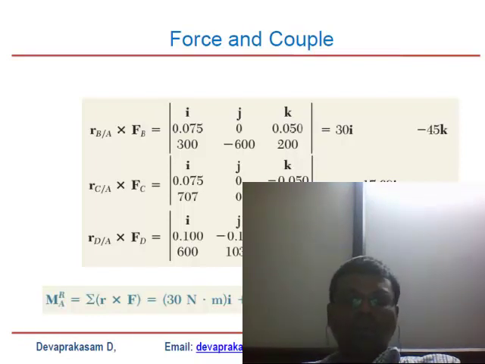163.9k. So the moment has to balance for equilibrium. The moment at A should be 300 Newton meter in the i direction, and 17.68 Newton meter in the j direction. This is a torque. And 118.9 Newton meter in the k direction. So this is the moment and force required to maintain the equilibrium conditions.